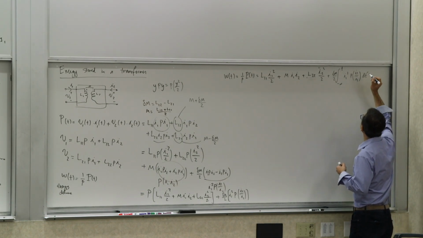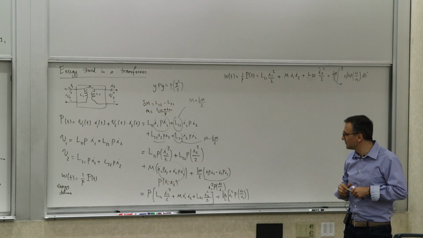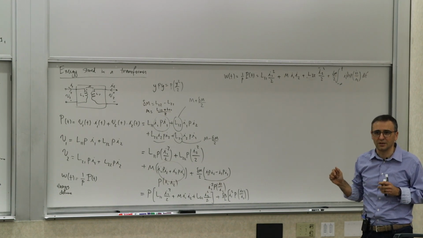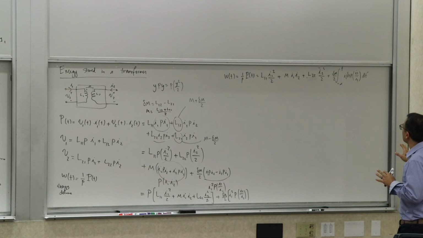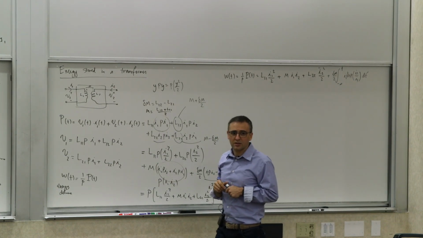Prime. Okay, this is I of t prime, etc. So we'll get to it. This is the proof, right? So we're going to get to the proof. So this is the total energy delivered at any point in time t.